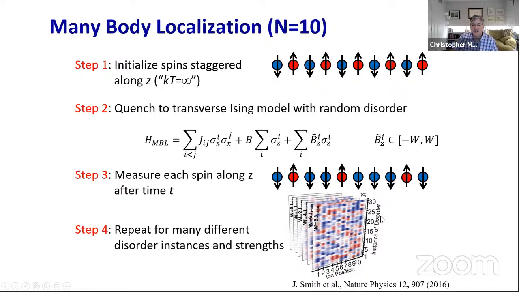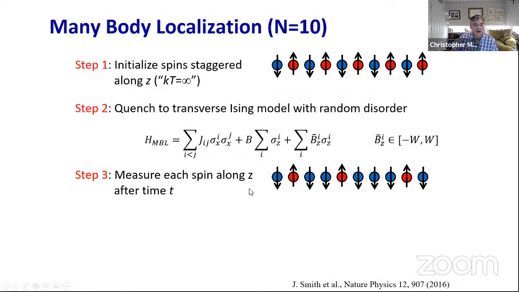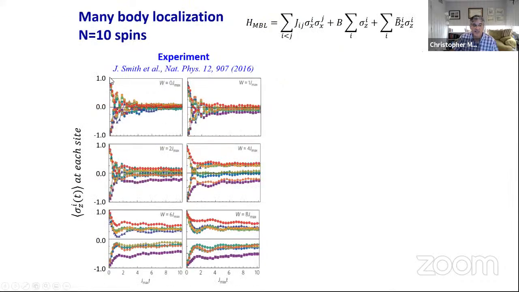Now, what would we claim as a signature of MBL? Here there are only 10 spins. We measure every one of them as a function of time exposed to this Hamiltonian, but before measurement. And we see that, again, half the spins were up, half the spins were down. This has no disordered field at all. W is equal to 0.